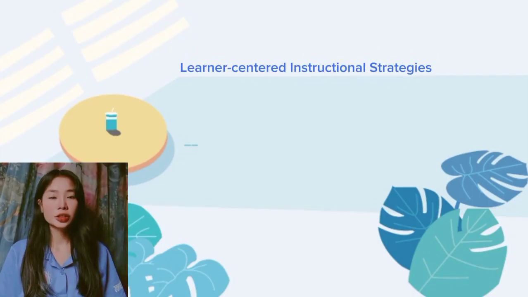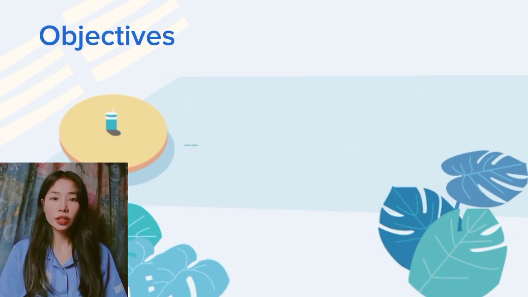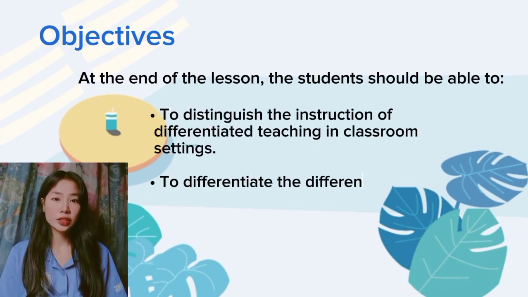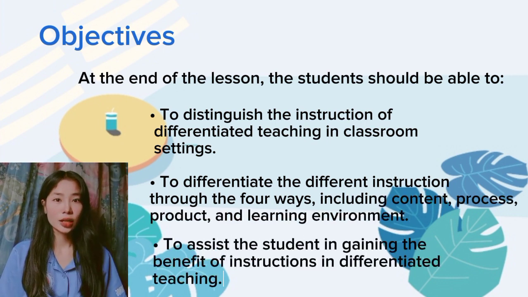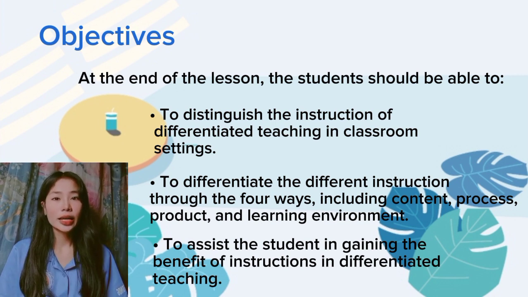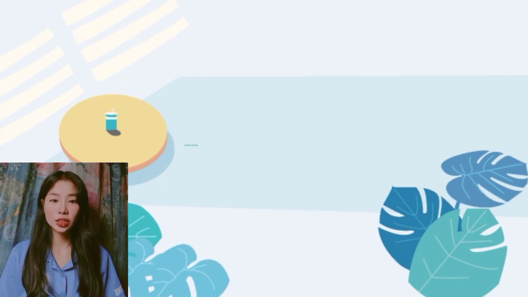Learner-centered instructional strategies, differentiated teaching, learning objectives. At the end of the lesson, the student should be able to distinguish the instructions of differentiated teaching in classroom settings, to differentiate the different instruction through the four ways including content, process, product, and learning environment, and to assess the student in gaining the benefit of instructions in differentiated teaching.